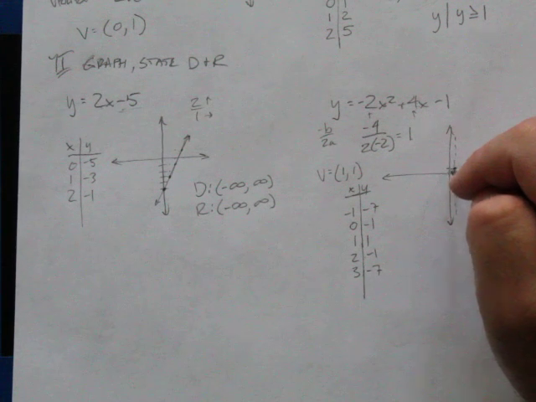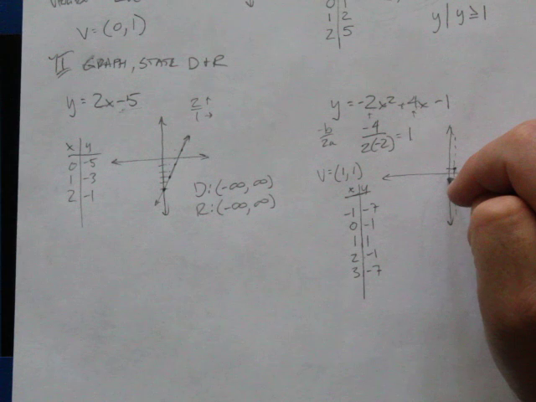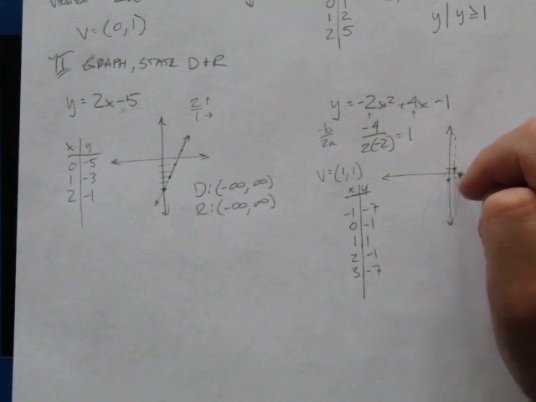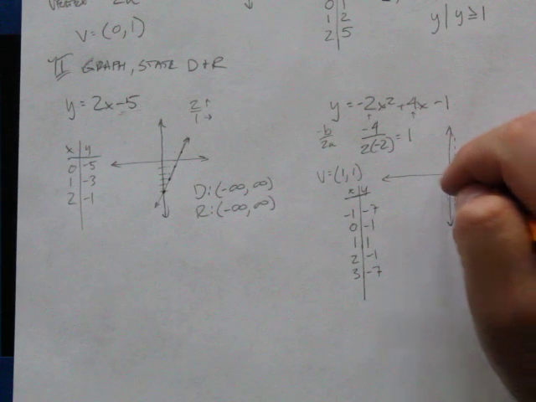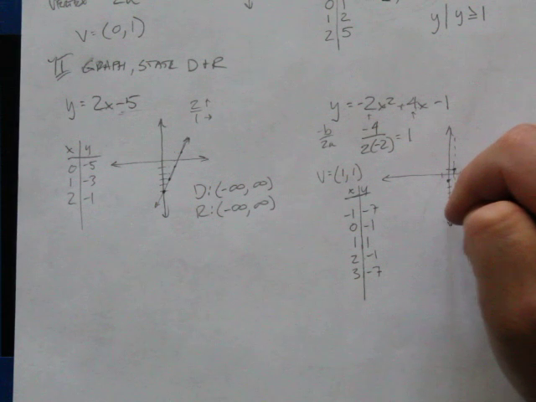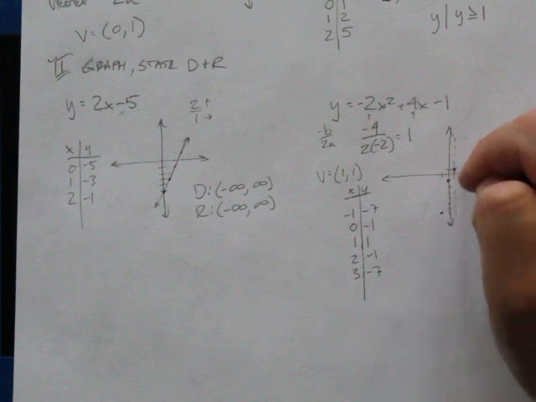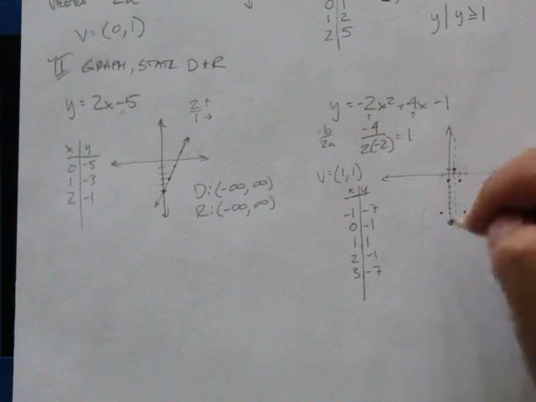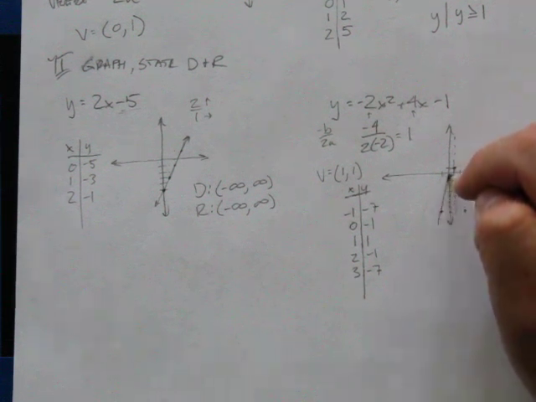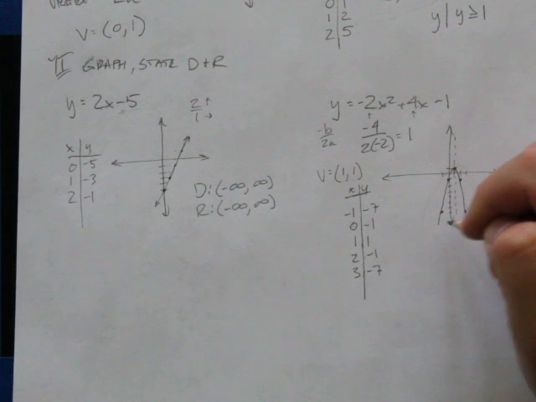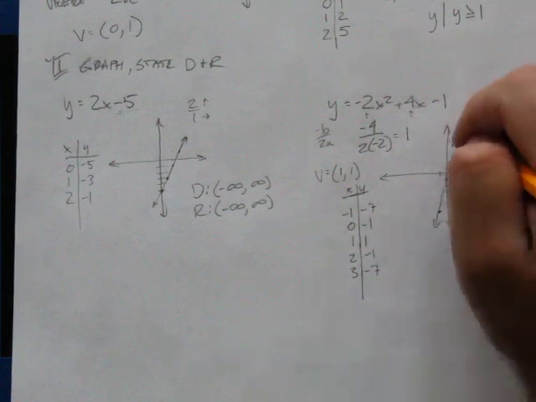Okay, so let's graph these. When x is 0, y is negative 1. When x is 2, y is negative 1. When x is negative 1, y is negative 7. 1, 2, 3, 4, 5, 6, 7. And when x is 3, y is negative 7. So there is my graph. Domain and range, and we'll be all set.